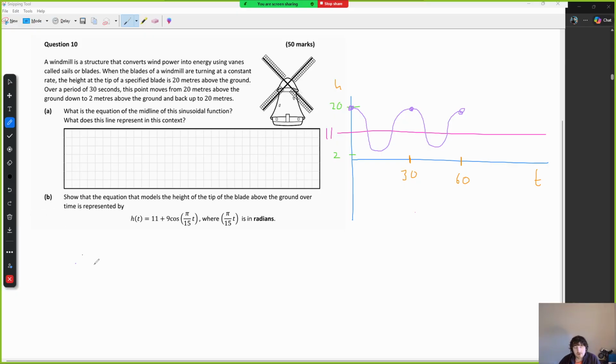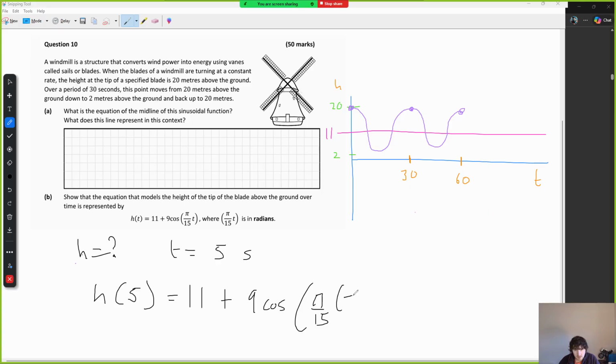Now, there's 2 kinds of questions they can ask. They can ask easy questions here, where they can say, okay, what is the height of the blade? What is the height when the time is 5 seconds? That is super simple. All you do is you go h of 5 like this, and make sure your calculator is in radian mode, but you want to type it out like this first of all on the page for the examiner. Cosine pi over 15 times 5, like that.